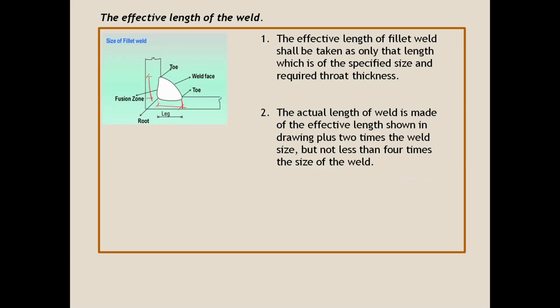The actual length of the weld is the effective length shown in the drawing plus 2 times the weld size, but not less than 4 times the size of the weld. This is the calculation for the effective length of a fillet weld. These are the formulas used to calculate the effective length of the weld.